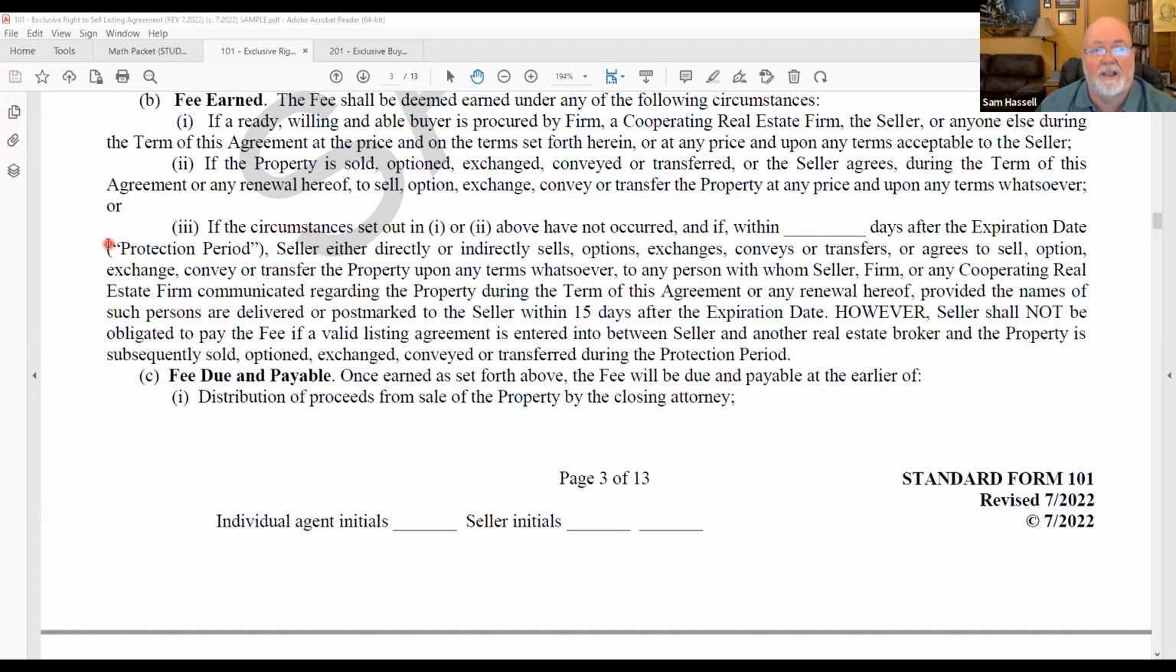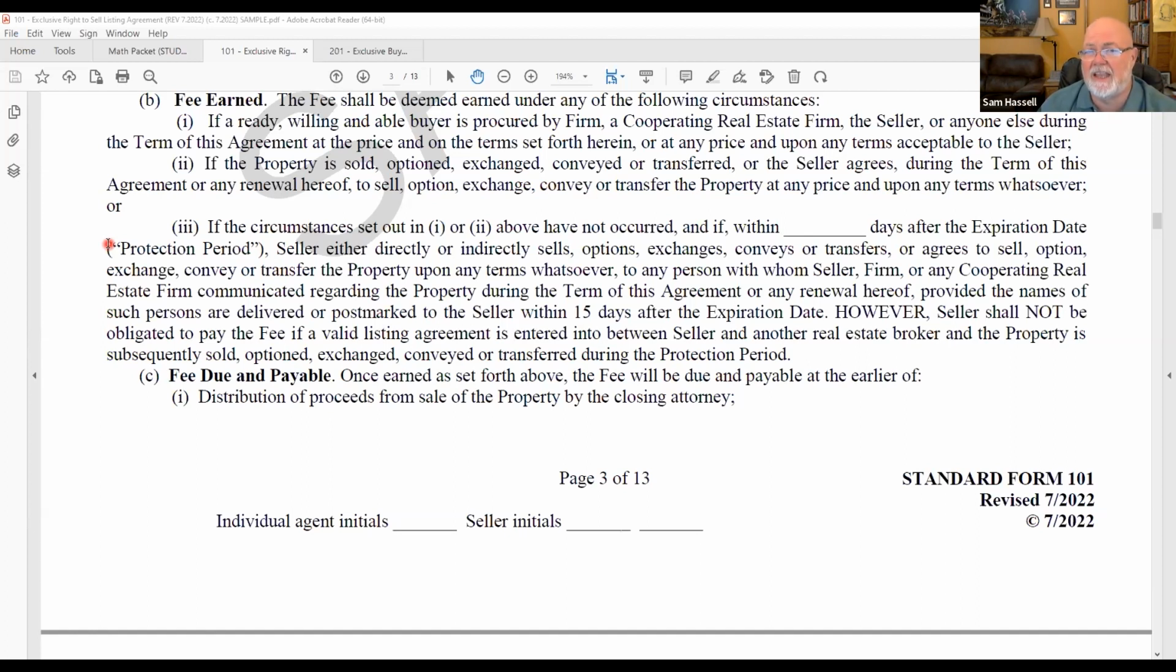So number 3 says, if the circumstances set out in 1 or 2 above have not occurred, and if within X amount of days, now that's up to your company policy. This could be 90 days, it could be 120 days, it could be 180 days. But just for our class example, and please understand, this is a class example only, let's use 90 days, all right?